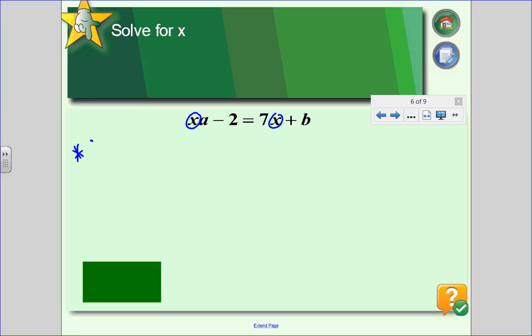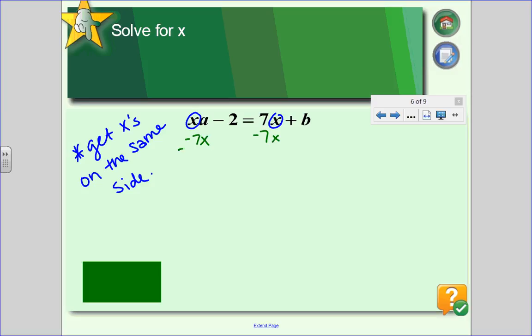So get the x's on the same side. That's our first order of business here. To do that, I'm going to subtract 7x from both sides.